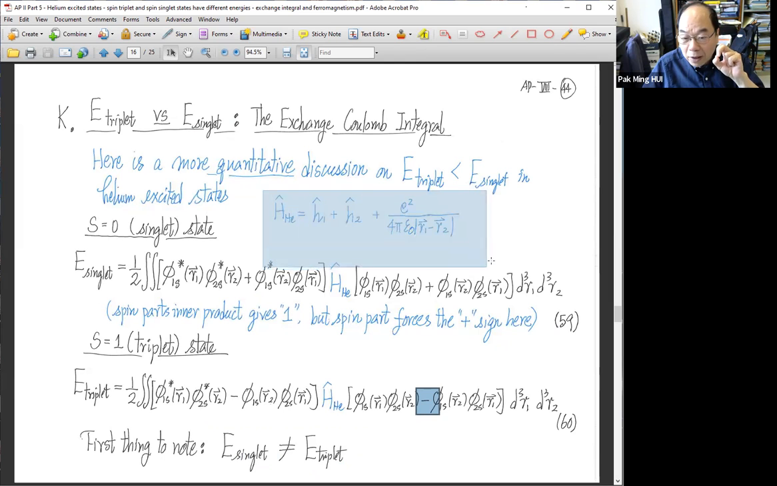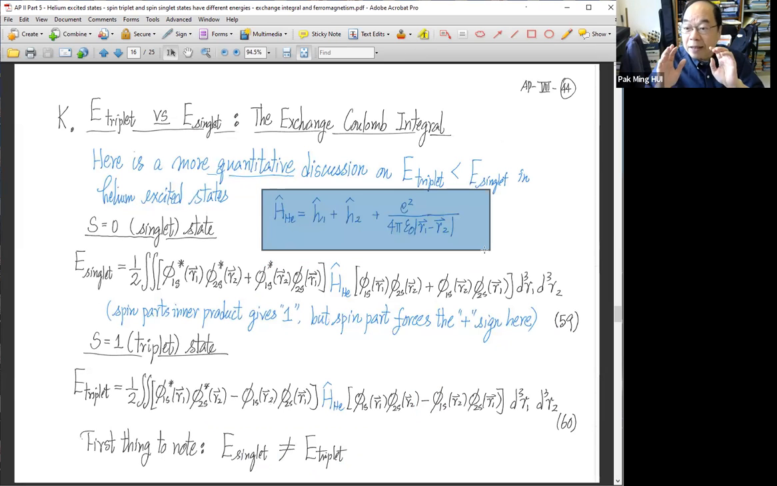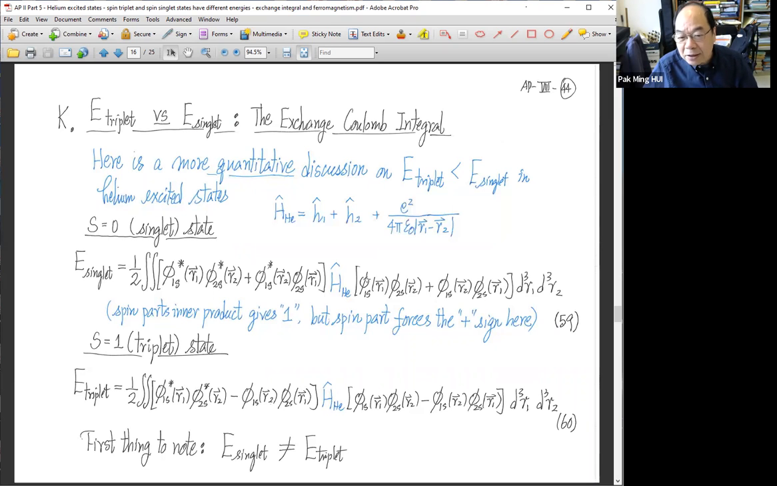The helium Hamiltonian is spin independent, does not depend on spin. However, spin plays an important role in distinguishing the energy between the singlet and triplet state through the requirement that the total wave function must be antisymmetric. It is the spin part symmetry that forces this plus sign and forces this minus sign. Okay, so it is a very fascinating piece of physics. But first thing to note, they should not be the same.